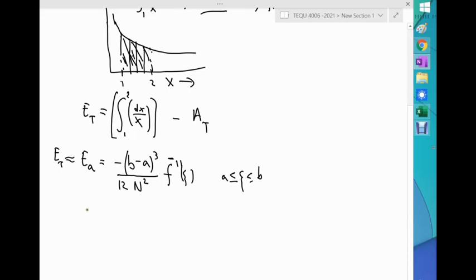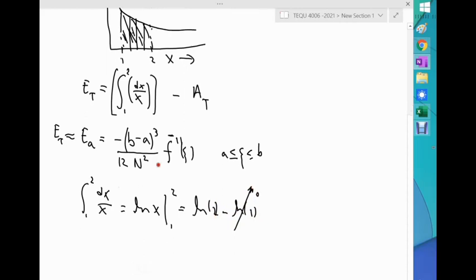So the real integration will be the integral from 1 to 2 of dx over x. If you check an integration table, you quickly discover that this is basically by definition log of x. Now we need to evaluate that between 1 and 2. So basically you have log of 2 minus log of 1. Obviously log of 1 is 0. So you will end up with the real integration of this being log of 2. That's the true value, the real value.